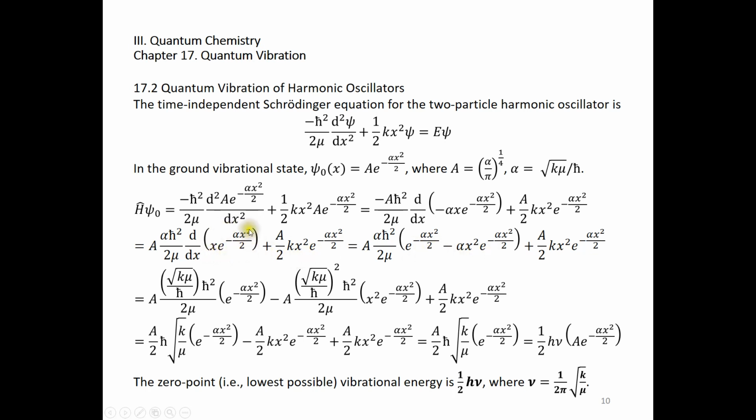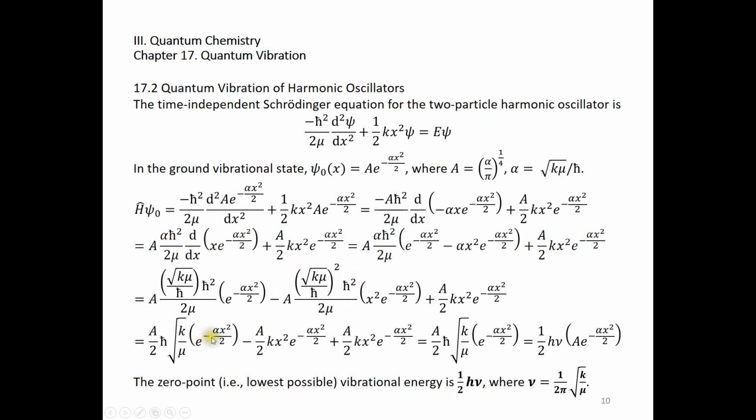What's the first derivative of this Gaussian function? We use chain rule. It's negative alpha x times this Gaussian function. There's another x, so it's negative alpha x squared. So we have this expression. We copy the potential energy term here. And now finally we need to plug in the expression of alpha. Alpha is the square root of k mu over h bar, so this is alpha.